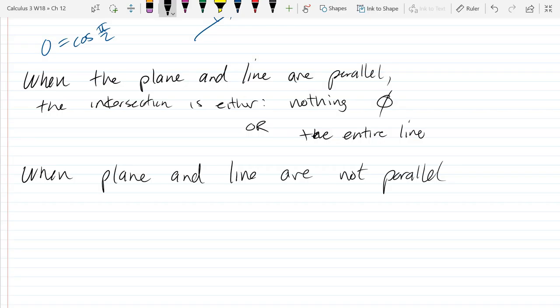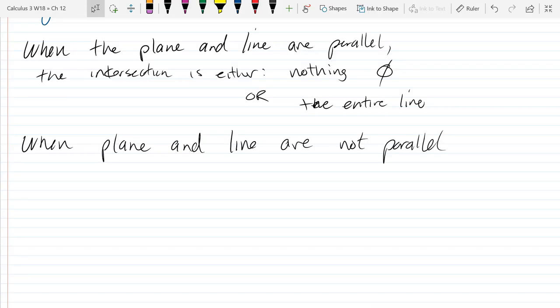So what happens if you have a plane and a line that are not parallel? They intersect at some point. So can we say they'll intersect at exactly one point? Yes. So they should intersect at exactly one point. Unless the line is on the plane. Well, if the line is not parallel to the plane, it can't be on the plane, because then it would be parallel. All right, so when the plane and line are not parallel, there is exactly one intersection point.